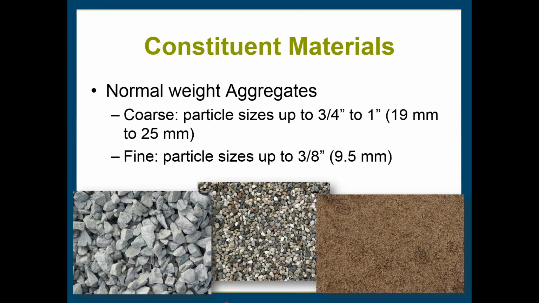So normal weight aggregates are the ones that we see most often. And they're all pictured here. On the left we have crushed stone. In the center we have pea gravel. And on the right we have sand. So normal weight aggregates come in the form of coarse and fine. Coarse being your crushed stone here and fine being the sand. And these are just some measurements that they typically fall into.